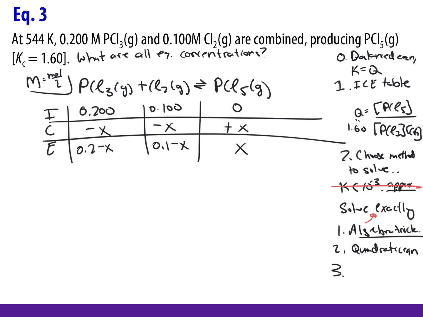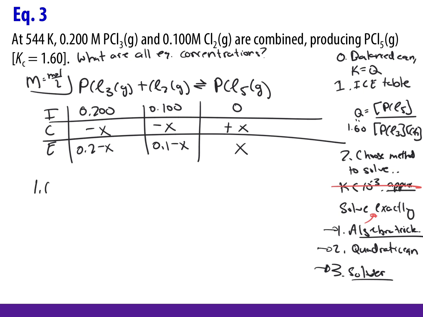And number 3 is going to be solver on your calculator. So we'll show, in this case, what we'll see is that there's no trick that will get the answer, but we'll show both quadratic and solver. You can sort of choose which of those you think is a better approach going forward. Okay, so now that we have our K equals Q in our ICE table, we now have this down to just sort of a math problem.